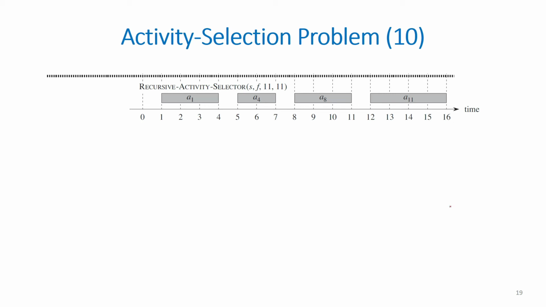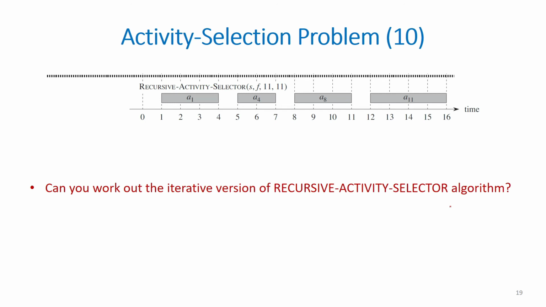So the procedure for the activity selection problem was a recursive approach. As an exercise, try to work out an iterative version of this procedure.